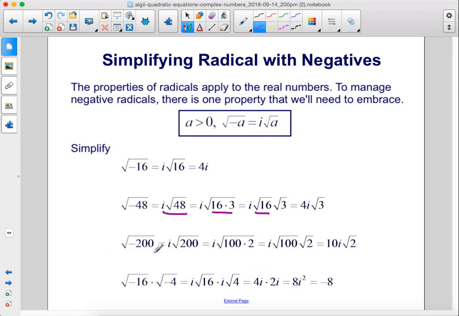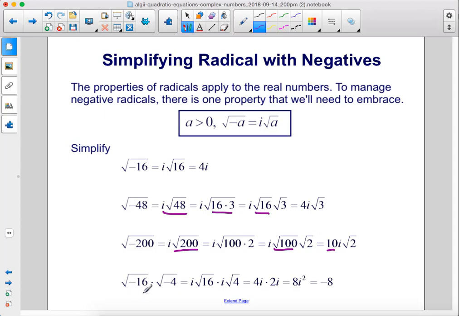The square root of negative 200. First step's always to take the negative sign out and replace it with an i, and then solve this radical as we normally would. 200 becomes 100 times 2. Separate those into two different radicals that are multiplied together. The square root of 100 is 10, so we have 10 times i times the square root of 2.